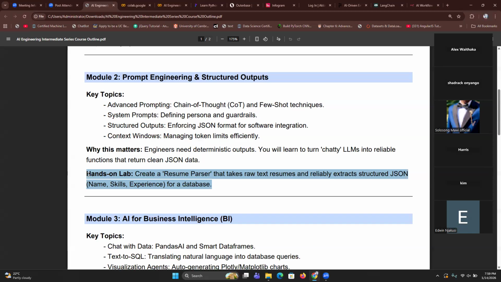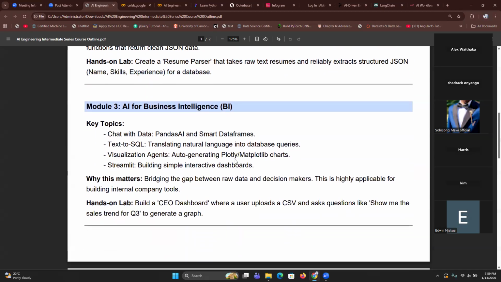Then from prompt engineering, a very important aspect. With this one, we're going to limit a lot of code. Now we're going to see how artificial intelligence can be used for business intelligence. Remember, a lot of people are having businesses. And like I had said earlier, a lot of businesses are trying to see how they can integrate AI into their operation. So we're going to see how we can help businesses use AI to maximize their profits.